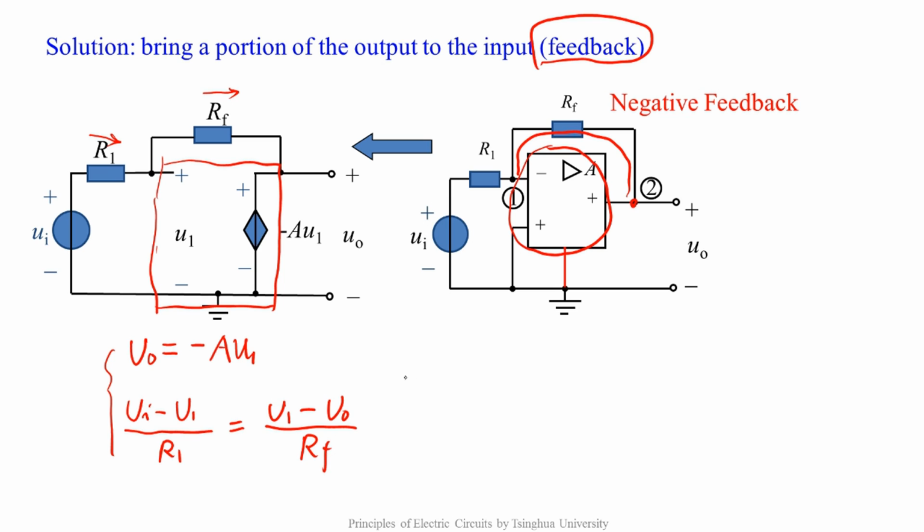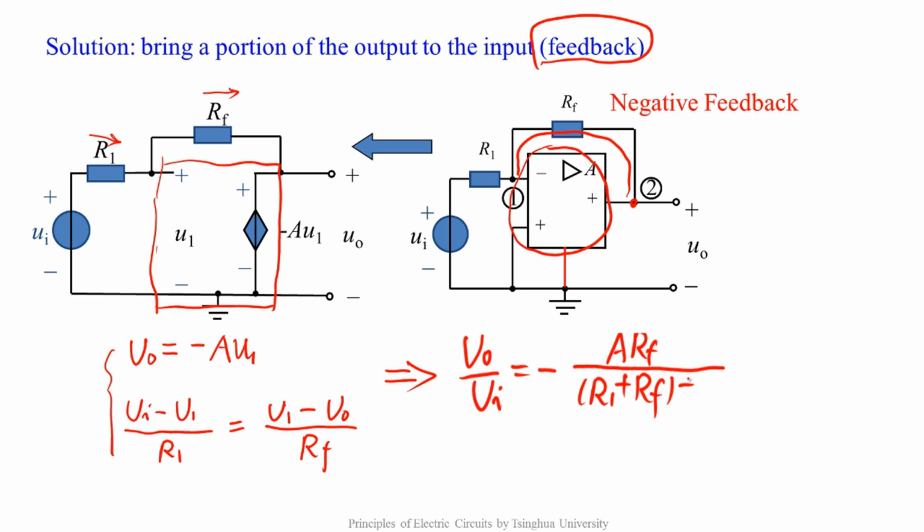Okay, let's solve the equations. Substitute the first equation into the second one. Then we get the relationship between UO and UI. It's A times RF over RF minus R1 minus A times R1, with a minus sign in the front.